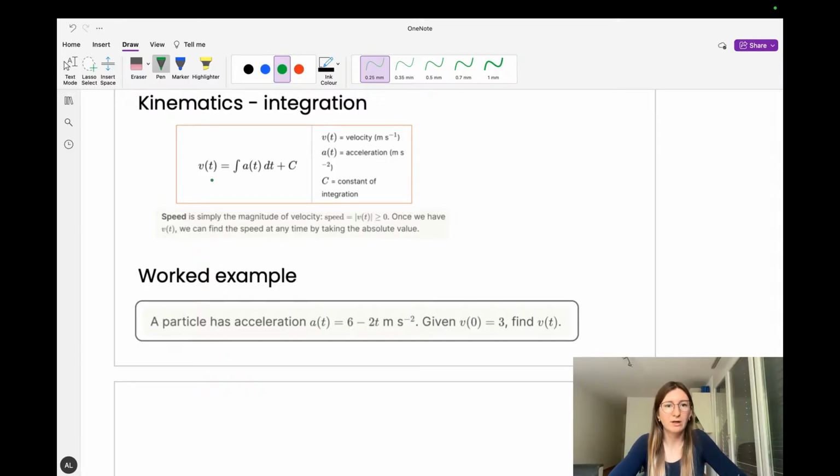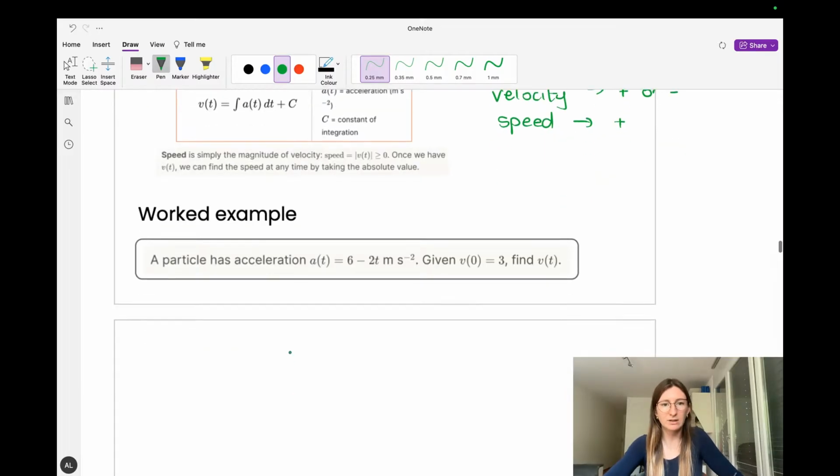So when we're finding velocity from acceleration, just be reminded that speed is the magnitude of velocity. So all speed is positive. Velocity can be positive or negative, but speed is only positive. So if they ask for velocity or maximum velocity, remember that a negative value is fine. But if they're wanting speed, then it's always going to be the absolute value of the velocity. So that's quite an important point to note.